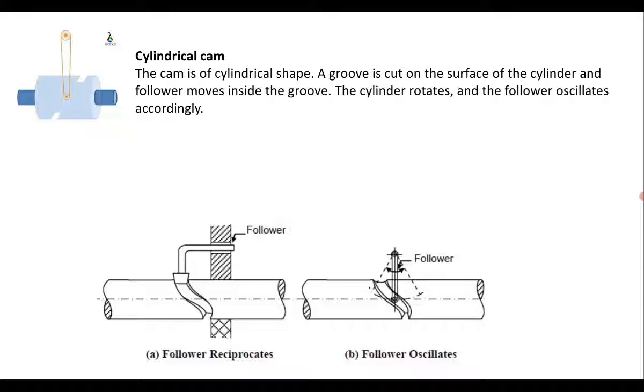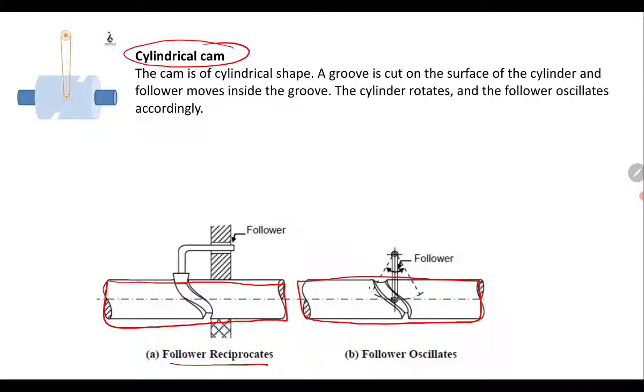Second one is a cylindrical cam. What is a cylindrical cam? As you will see, this is a cylindrical cam shown here. In this category the follower is reciprocating, but in this one, by using a cylindrical cam, you will see that the follower is oscillating. So here there is a follower of a different nature.